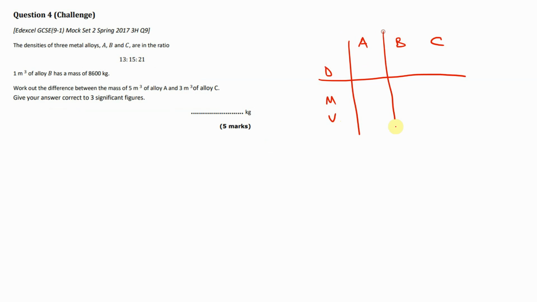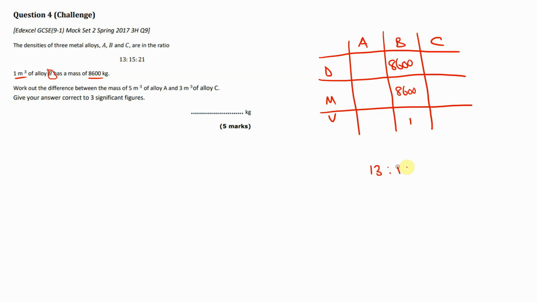So, setting up my table, as I always do when I read these questions, it's not going to be as useful this time because we've got things like ratios involved and we've not particularly been given the largest amount of information to help us fill this in. But we have been given some information about B. So we've got a volume of 1 and a mass of 8,600. And now the density is mass divided by volume, so that would again be 8,600.